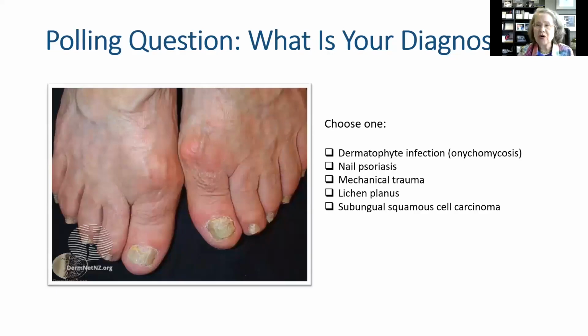So here's a first polling question. What is your diagnosis? And your choices are dermatophyte infection, nail psoriasis, mechanical trauma, lichen planus, or subungual squamous cell carcinoma. I think polling is still open. So put in your answer. We'll see how we do.